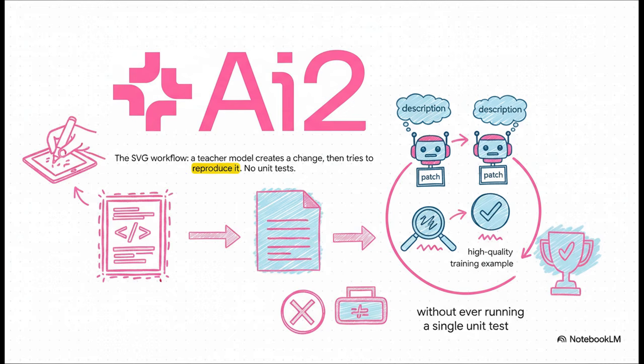In Rollout 1, you have a teacher model make a code change. That change gets turned into a synthetic pull request. Then, in Rollout 2, the model has to try and recreate that exact patch just from the description. The soft verify step is dead simple. It just compares the 2 patches. If they're close enough, boom, you've got a high-quality training example without ever running a single slow unit test.